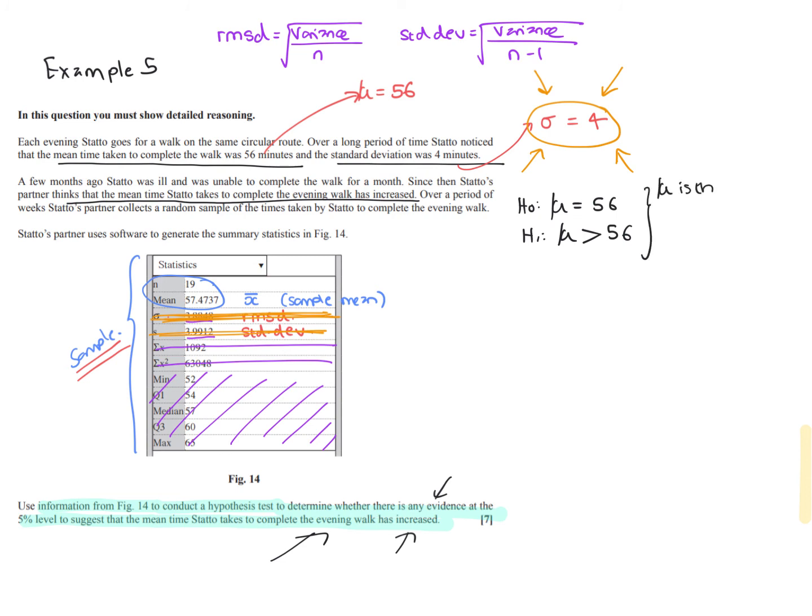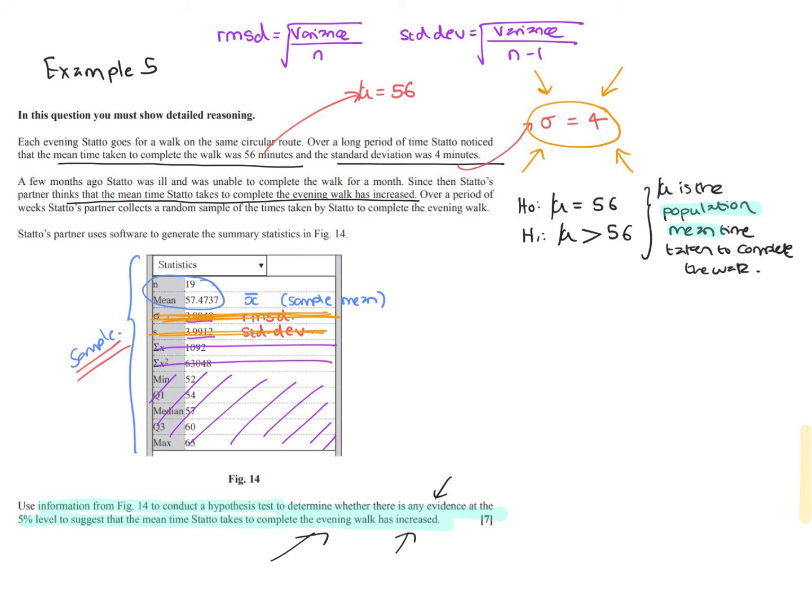Now, you always need to define the meaning of mu. Mu is the population mean time taken to complete the walk. And it is essential that we refer to population mean in our definition here.